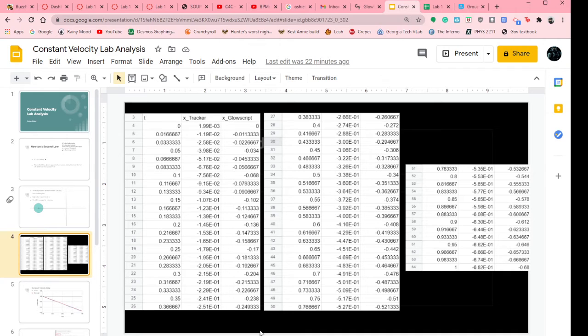So this here is the data that was gathered from Tracker and GlowScript. The leftmost column, T, are the time intervals at which each value was recorded. The middle column, X Tracker, was the self-input values from when I hand selected each point on Tracker. The rightmost column, X GlowScript, are from a code that generated outputs based on an algorithm.